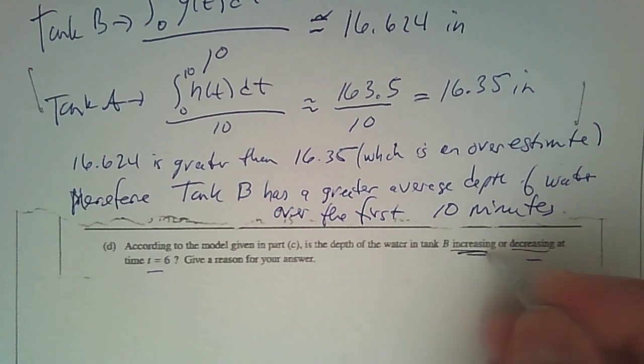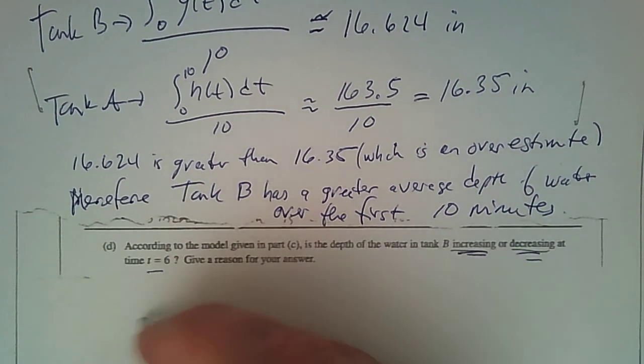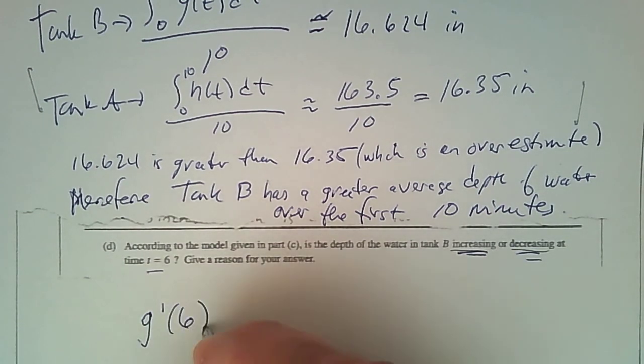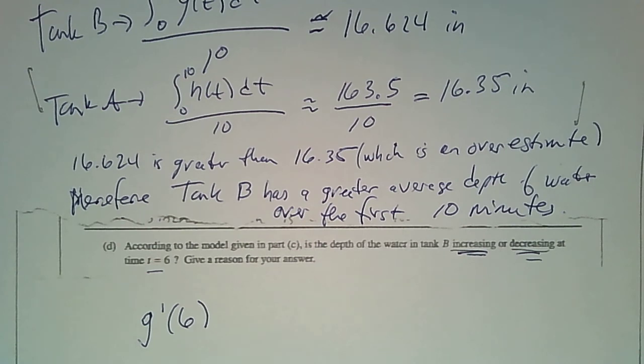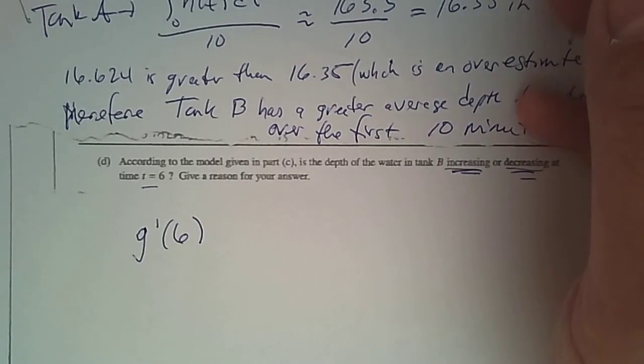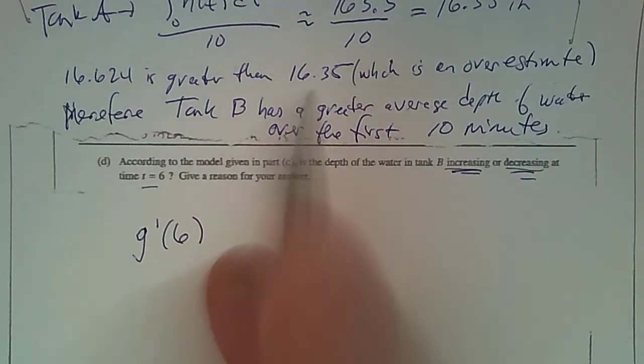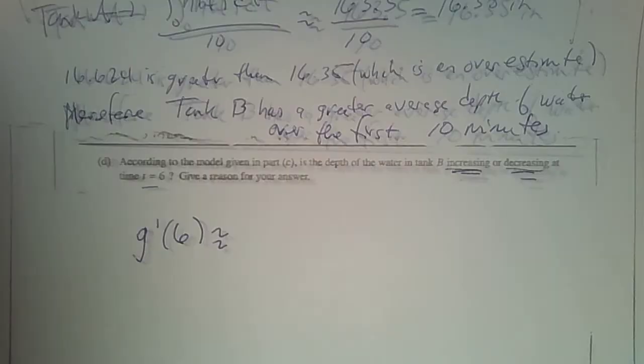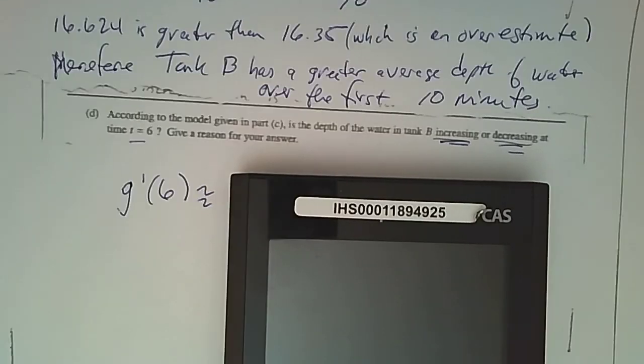So to know if it's increasing or decreasing, it's the derivative. So I want to find the derivative at 6. That will tell me increasing or decreasing. In other words, if the answer is positive or negative, that will tell me. So I'm going to type that in, and I want to see what the answer is. So what is the derivative at 6? So let's go back to our calculator.